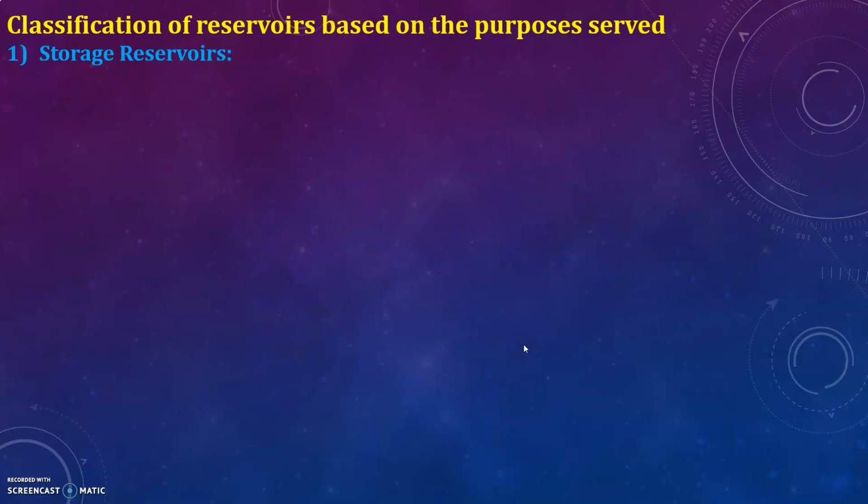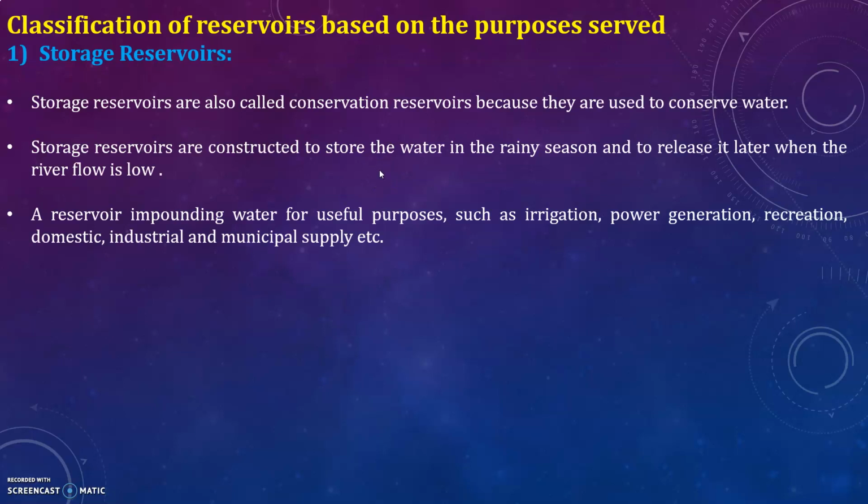Next, let us see the classification of reservoirs based on the purpose served. There are four types mainly: storage or conservation reservoirs, flood protection reservoirs, distribution reservoirs, and multipurpose reservoirs. Let us see one by one. The first one is storage reservoirs. Storage reservoirs are primarily used for water supplies for irrigation, hydroelectric development, and domestic and industrial supplies. These storage reservoirs are also called conservation reservoirs because they are used to conserve water.